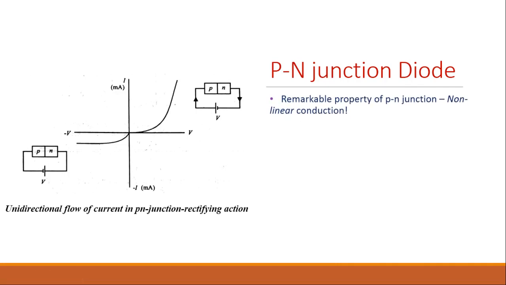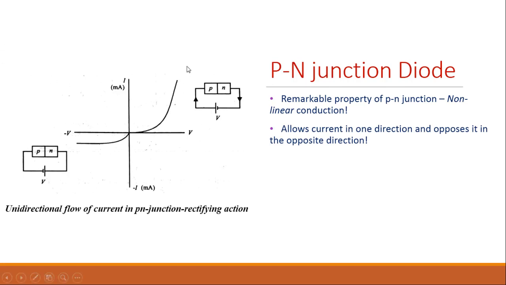So, when the p-n junction diode is connected to the external bias voltage, it shows a non-linear conduction. It allows current only in one direction, that is the forward direction, and opposes the current in the opposite direction. This property of the diode is known as the rectifying action. It is a very remarkable property of the p-n junction diode, and it is widely used in rectifiers which convert input AC voltages to DC voltage.